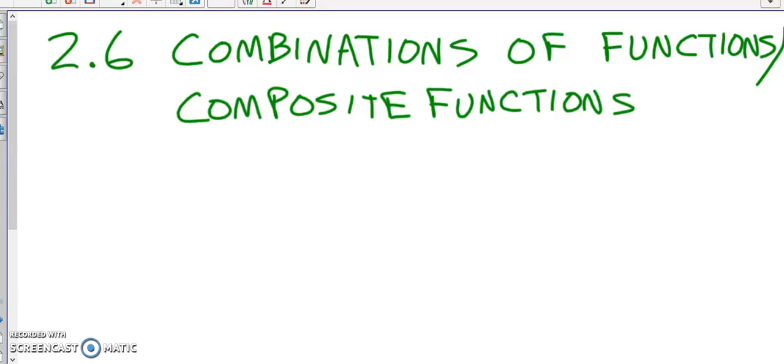2.6 combinations of functions and composite functions. The first thing that we have to understand before we do combinations or composites is how to find domain. I talked about that last semester, but I'd like to rehash a couple things. Finding domain.